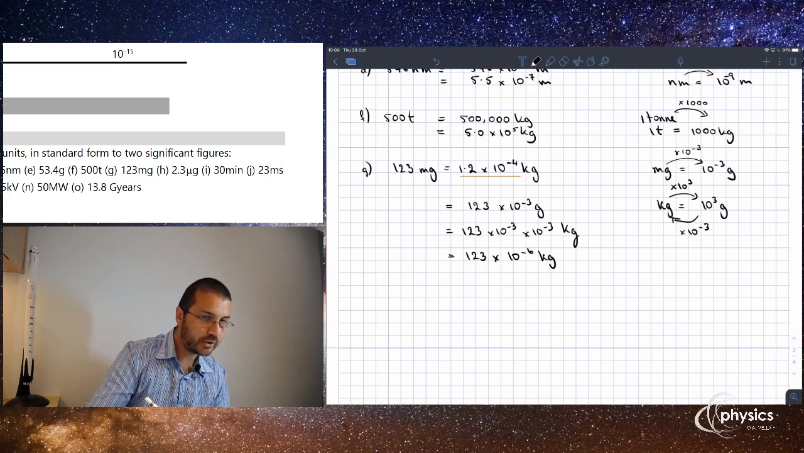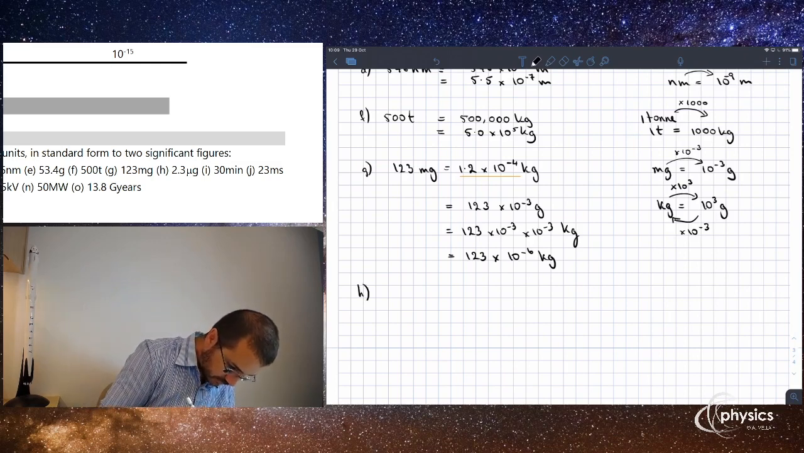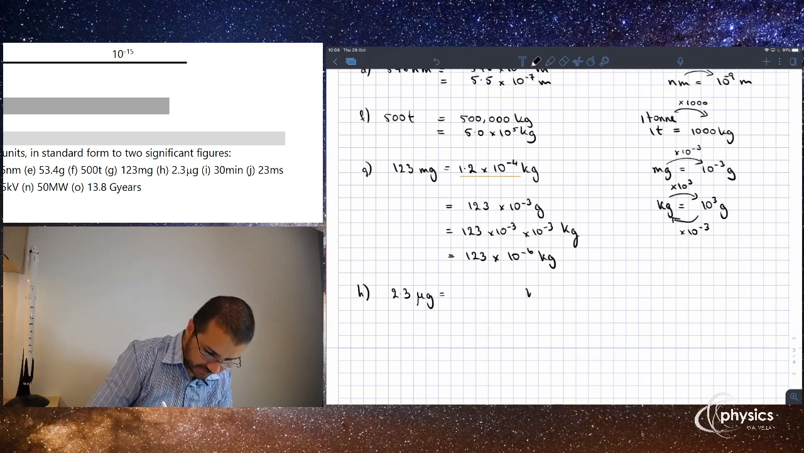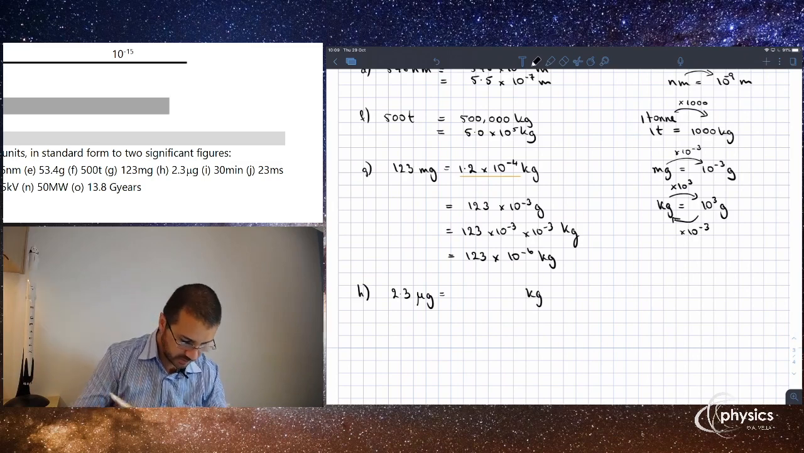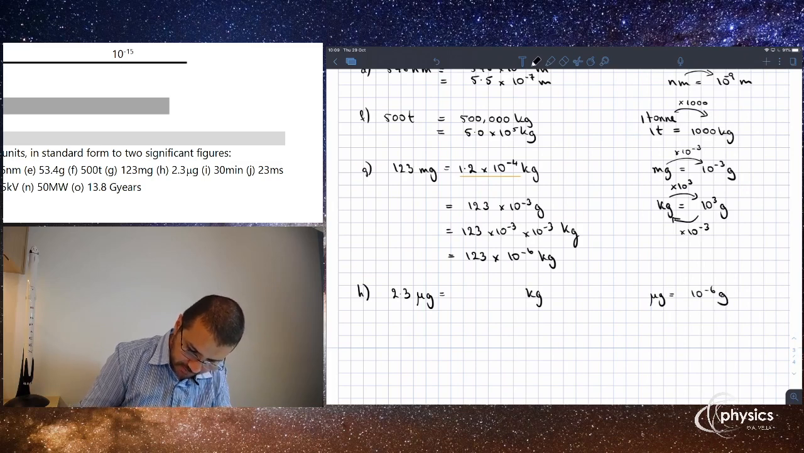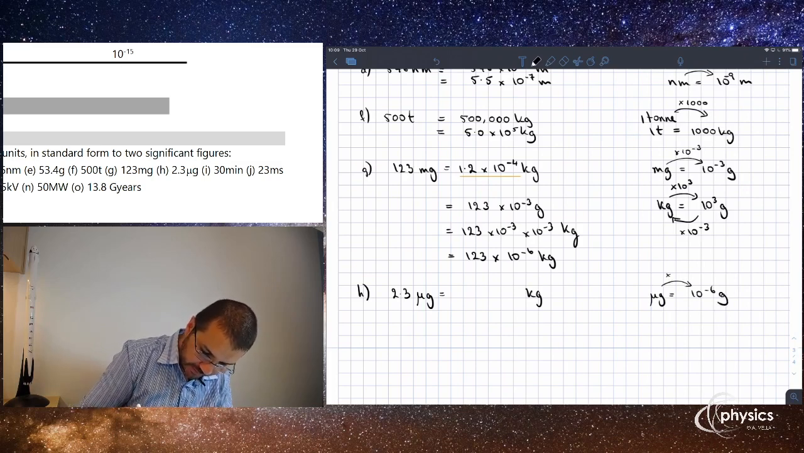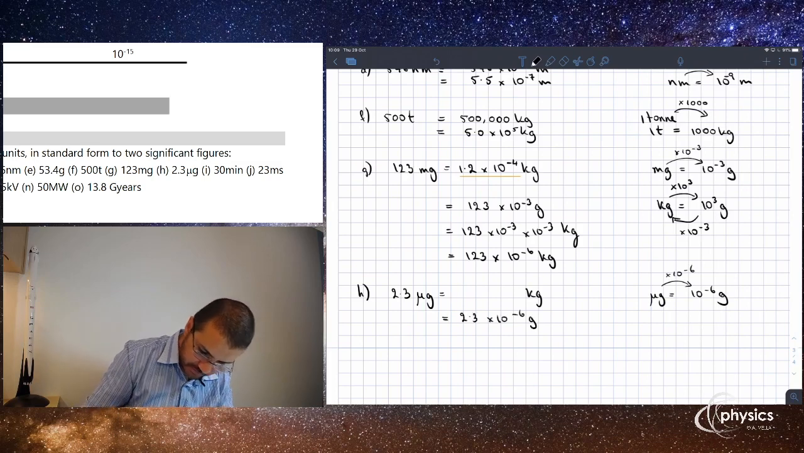H, 2.3 micrograms. So here we have exactly the same problem. We have to change micrograms to grams, then grams to kilograms. Micrograms are 10 to the minus 6 grams. So to move in that direction, we have to multiply by 10 to the minus 6. So that's 2.3 times 10 to the minus 6 grams.